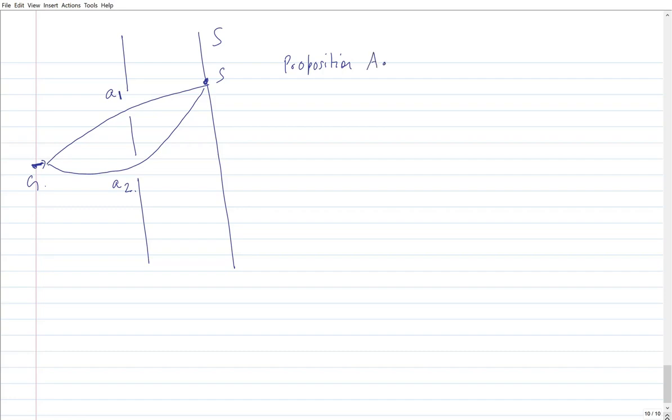Proposition A: the electron either goes through slit 1 or through slit 2. So assume that the electron can take these two mutually exclusive paths. If it is going this way, it's not going this way.